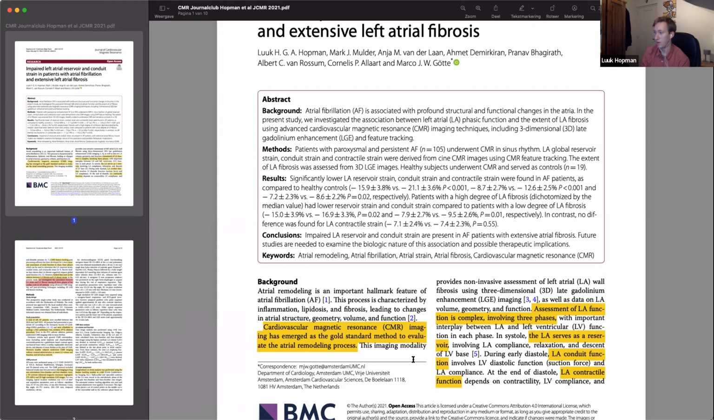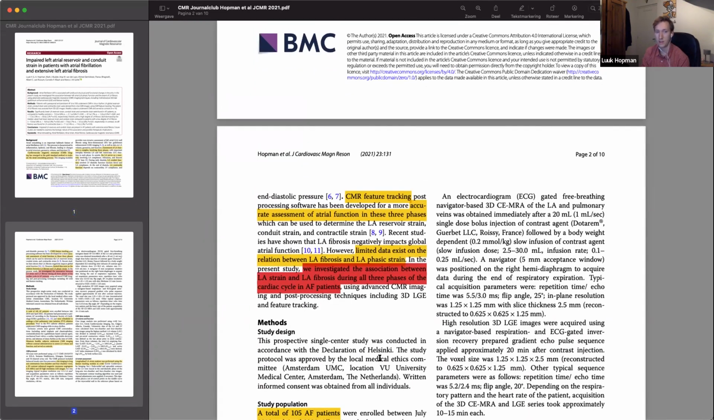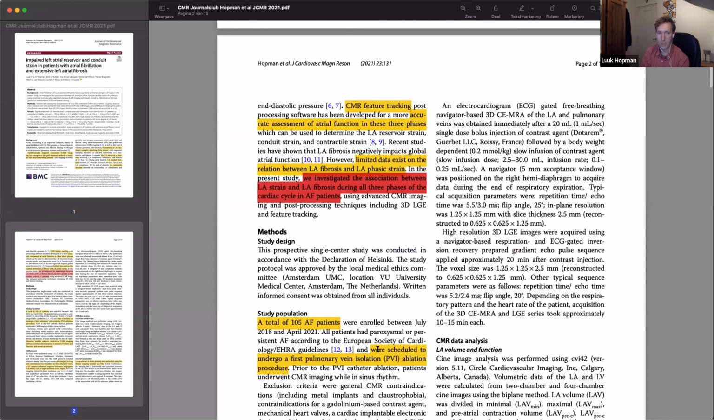The assessment of left atrial function is complex, as it includes three phases: the reservoir phase, the conduit phase, and the contractile phase. CMR feature tracking can help for the accurate evaluation of these three phases by following the atrial wall over time. So in this study, we investigated the association between left atrial fibrosis and left atrial strain in all three phases in patients with atrial fibrillation.